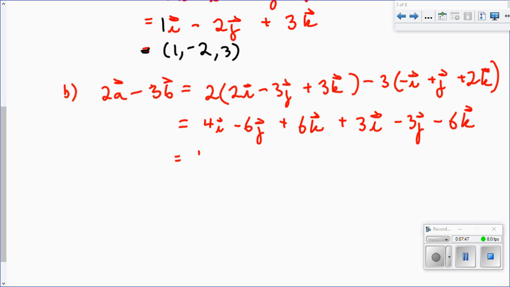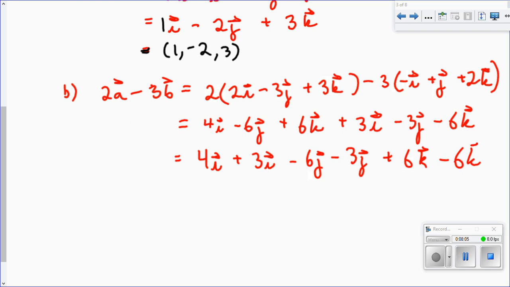You don't have to collect like terms. I will at this stage. If you guys want to save some time, you can. Just do so carefully. I always emphasize this in class. Minus 6j, minus 3j, and then plus 6k, minus 6k. And I've got 7i minus 9j. And it looks like I've got a 0k.